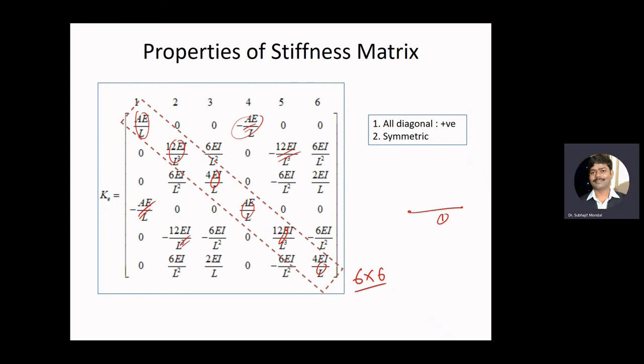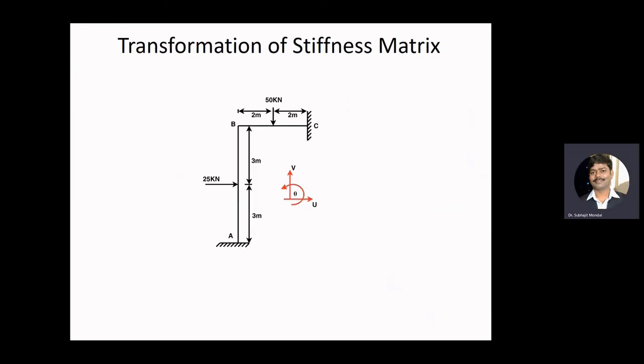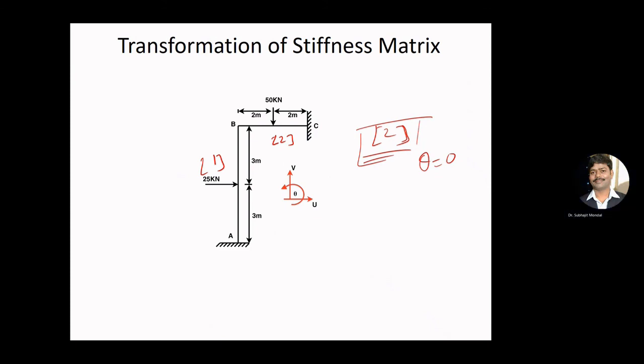Now what are we going to do? We are going to see whether we need the transformation or not. So here you see this is our first element and this is our second element. The second element is horizontal, so theta for this case is 0. So for the second element, we do not need to apply any transformation matrix. So there is no need to apply any transformation.